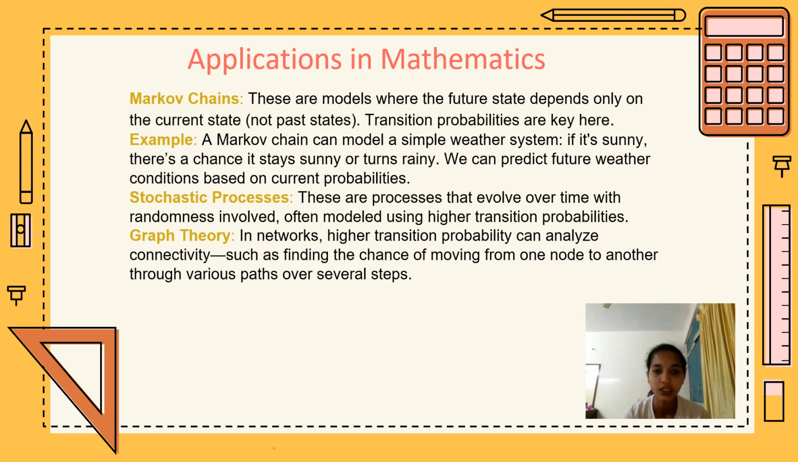Stochastic processes. These are processes that evolve over time with randomness involved, often modeled using higher transition probabilities. Graph theory. In networks, higher transition probabilities can analyze connectivity, such as finding the chances of moving from one node to another through various paths over several steps.